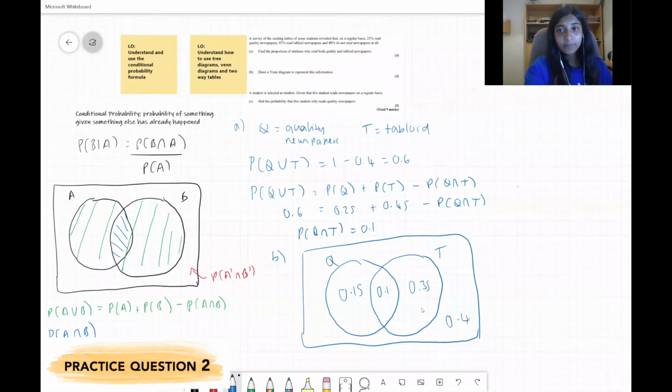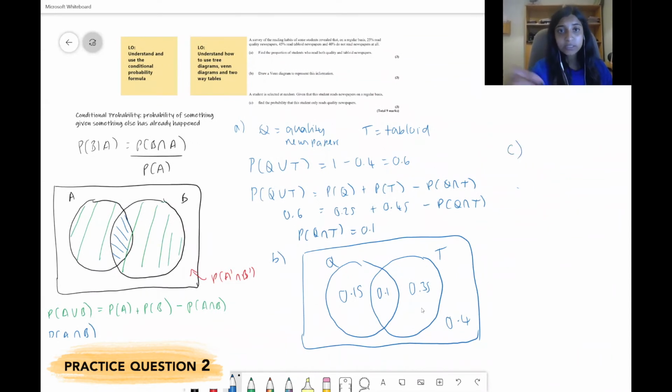That's our Venn diagram. And then part C says a student is selected at random. Given that the student reads newspapers on a daily basis, we want to find the probability that the student only reads quality newspapers. So we want to find the probability that they read quality newspapers given that they actually do read newspapers.